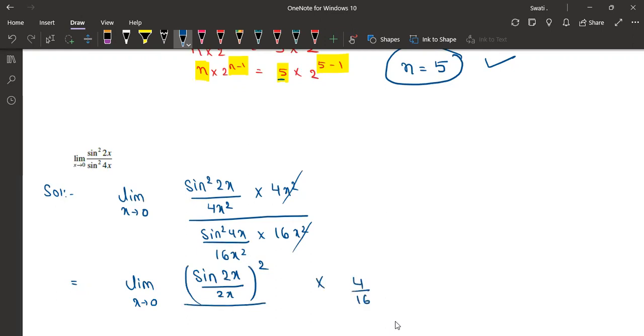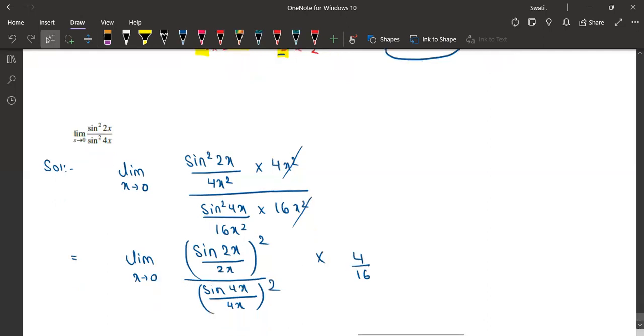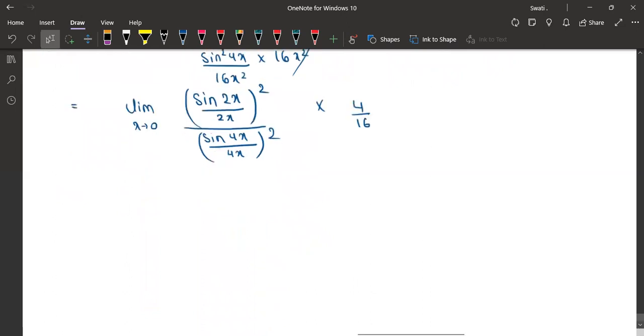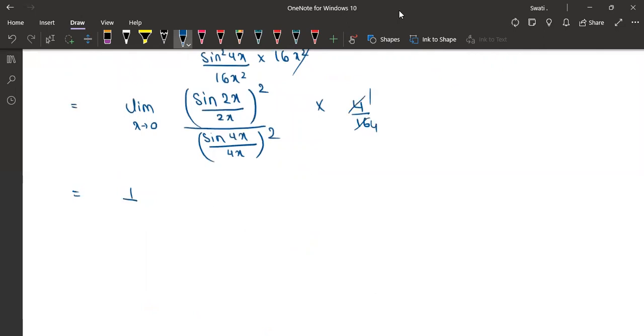And in the denominator, of course, I'm going to do the same thing. Sine 4x upon this 16x square, I can write as sine 4x upon 4x, and then this raised to whole square. Now, this is very simple. There is one property of limit that we are going to use here, and that is the limit will be distributed in the numerator as well as in the denominator. Of course, this 4 upon 16, if you want, you can simplify it. So it is 1 upon 4, which you can write outside the limit because that's a constant.